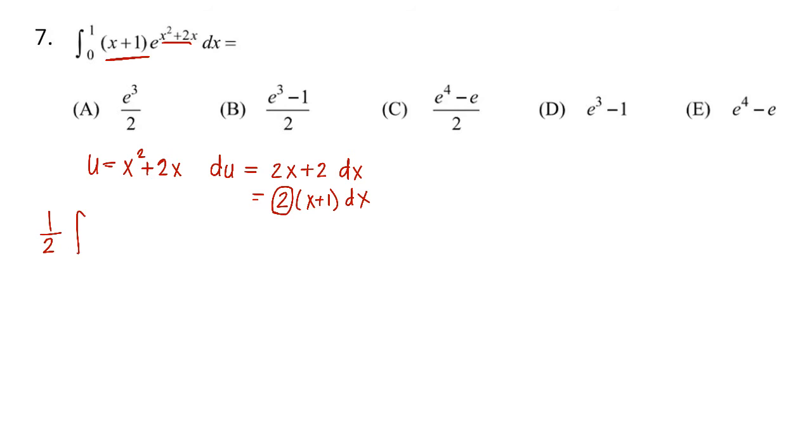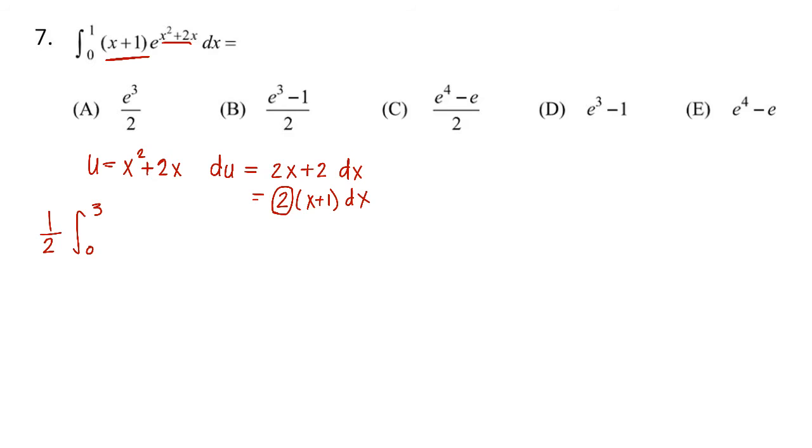And I would go ahead and adjust my endpoints also, just to make it easier for us. If we take our first endpoint of 1 and substitute it in, we're going to get 1 squared plus 2, so 3, and our other one's going to be 0.